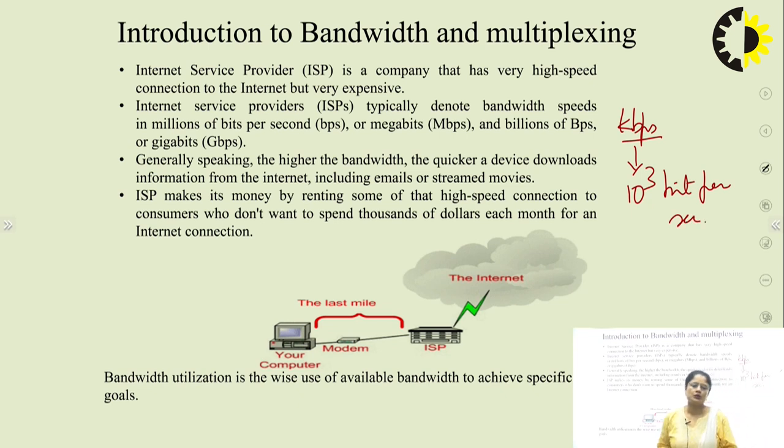But when it comes to internet connectivity, normally we use the unit of Mbps or Gbps, right? And this is an example where the concept of bandwidth is very frequently talked about whenever we discuss the speed when you're accessing the internet. So normally we can say the higher the bandwidth, the quicker is the device, the quicker we can download data, send emails, and watch streamed movies and videos.